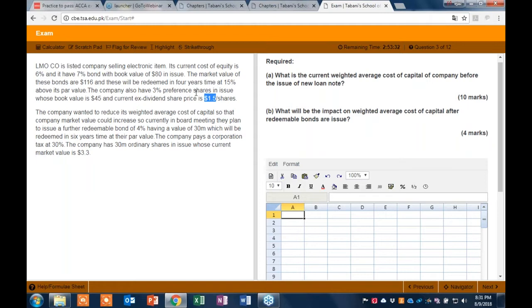I think you can see the problems in the question. No, it has 7% bond with a book value of 80. Sorry, I think there's some problem with the question. It's something missing from the question. Its current cost of equity is 6% and it has 7% bonds with value of 80 cents.